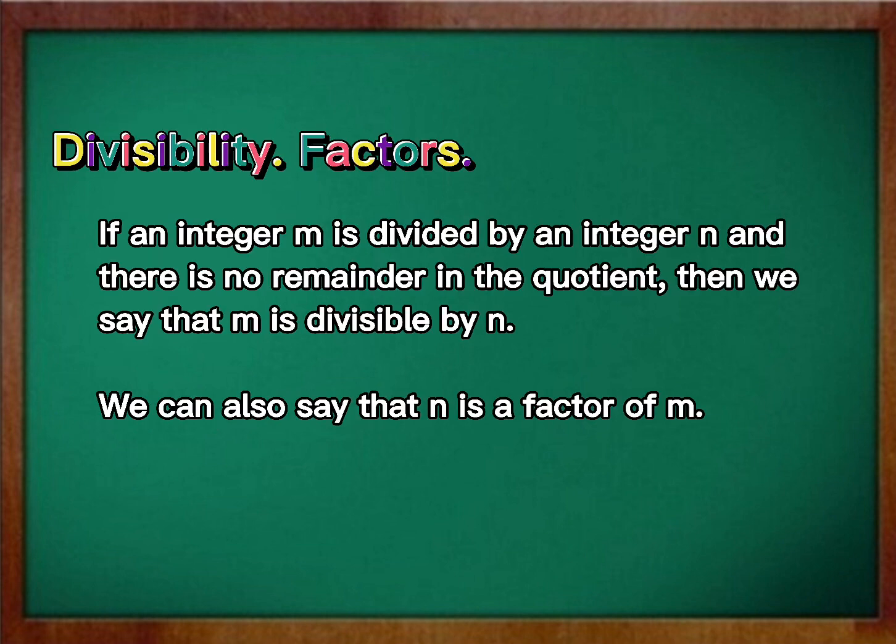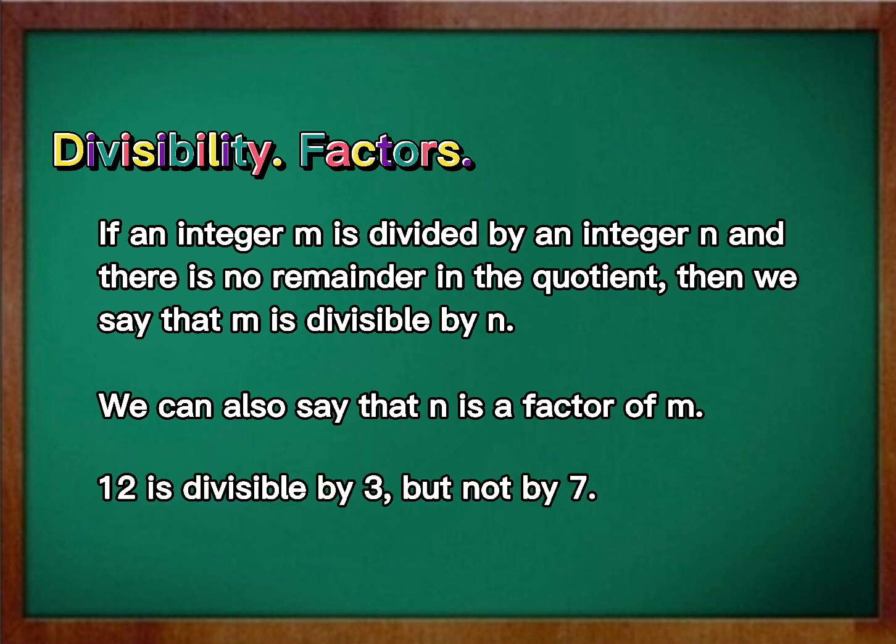Divisibility and factors. If an integer m is divided by an integer n and there is no remainder in the quotient, then we say that m is divisible by n. We can also say that n is a factor of m. For example, 12 is divisible by 3, but 12 is not divisible by 7. So, 3 is a factor of 12, but 7 is not. Other factors of 12 are 1, 2, 4, 6, and 12. And 12 is a multiple of 1, 2, 4, and 6.